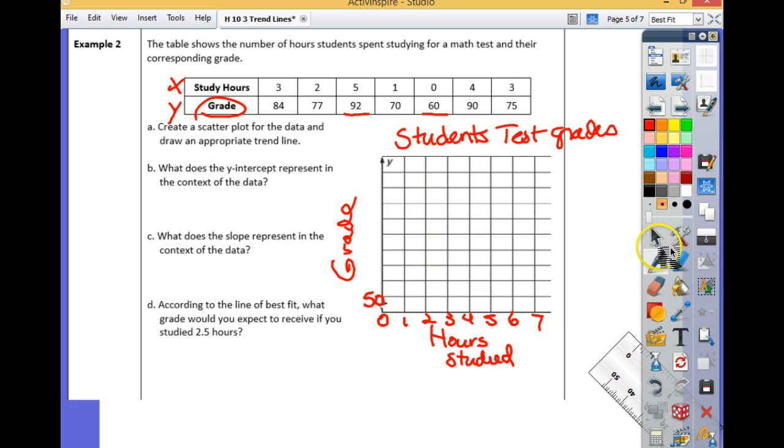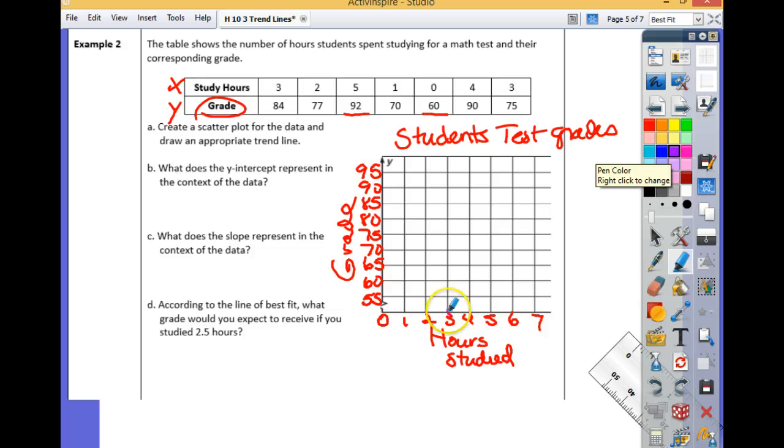Actually, let's start at 55. Yep, then we can go by 5s, because it looks like these are pretty good. So we'll go by about 5s. 55, 60, 65, 70, 75, 80, 85, 90, all the way up to 95. That covers our range using those intervals. All right, now plot your points.